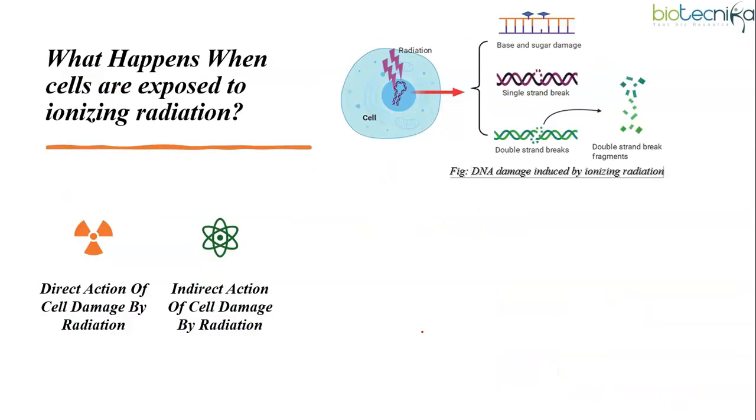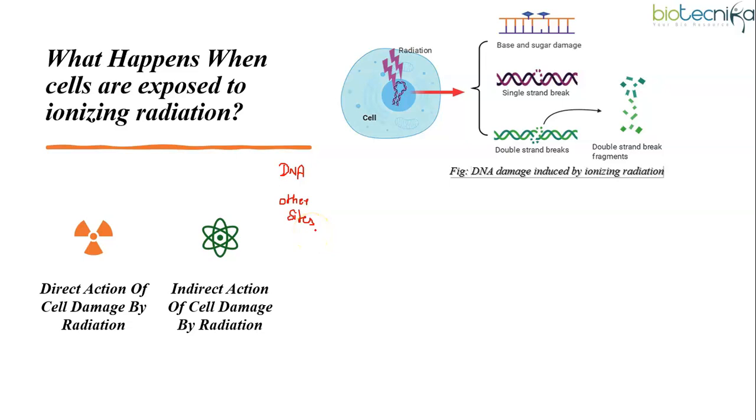Now let's understand what happens when cells are exposed to ionizing radiation. When the cells are exposed to ionizing radiation, the standard physical effects between radiation and atoms or molecules of cells occur first, and the possible biological damage to cell functions follows later. The biological effect of radiation results mainly from damage to the DNA, which is the most critical target within the cell. However, there are also other sites in the cell which, when damaged, may lead to cell death.